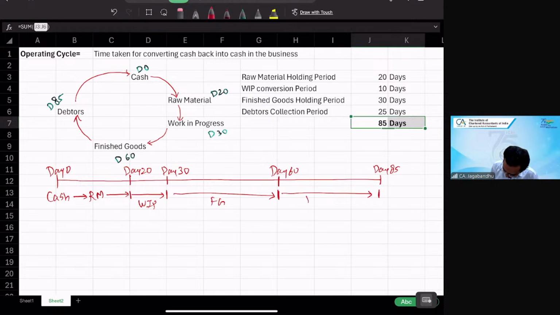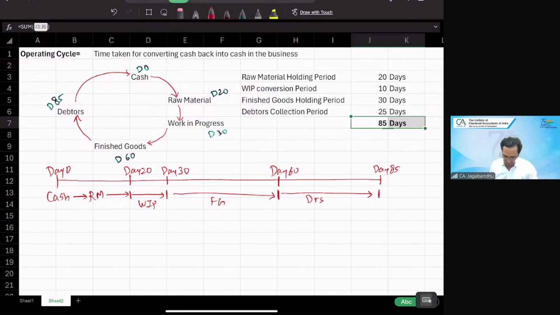you have debtors. So cash to raw material to WIP to finished goods. And then finally to the debtors, we have the 25 days gap that is coming out as debtor value, right? So you can say from cash to final value, it takes a total of 85 days. But here we are assuming that we are purchasing the goods on a cash basis.